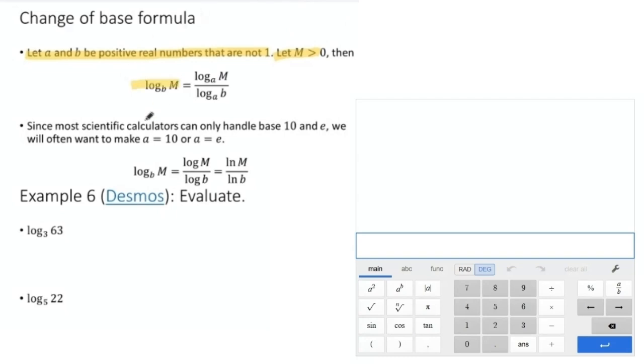We'll be able to change our logarithmic expression of base b into a logarithmic expression of base a using the following formula. Log base b of m equals log base a of m divided by log base a of b. This formula is referred to as the change of base formula, since we're changing our logarithm of base b to logarithms of base a.